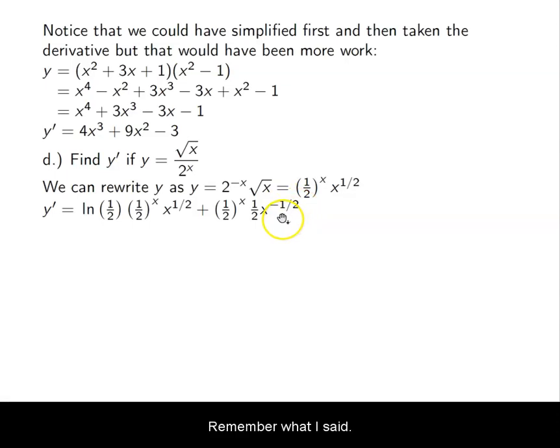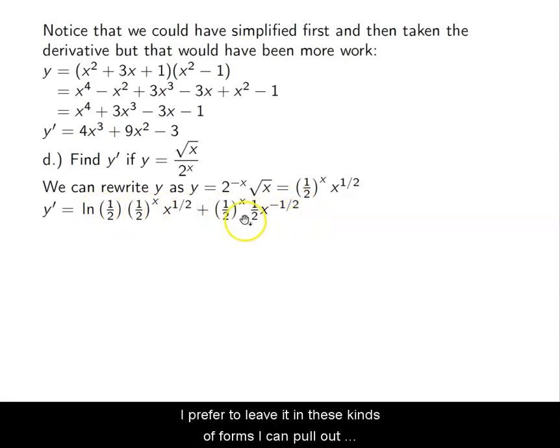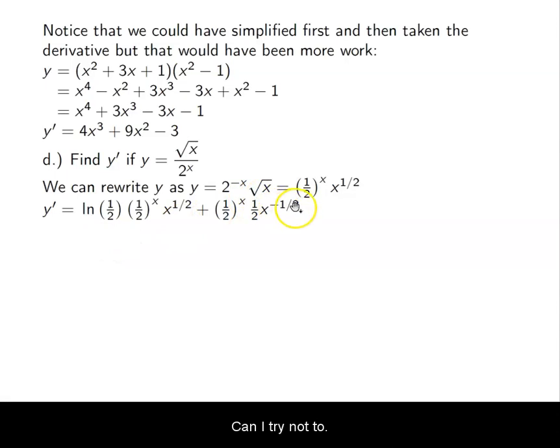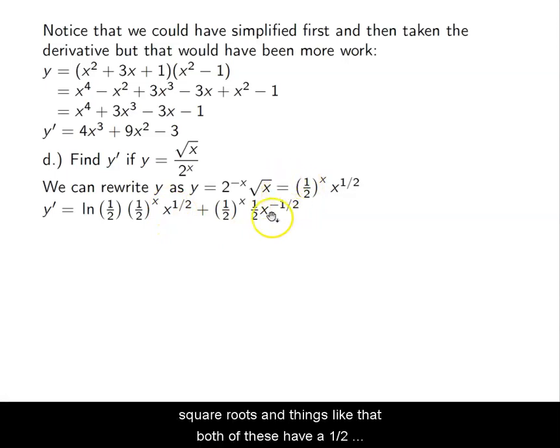Okay. So remember what I said. I prefer to leave it in these kinds of forms. I'm going to pull out all the common terms I can, obviously, and I'm going to factor it out. But I try not to rewrite it as square roots and 1 over square roots and things like that. And so if we're looking for things to simplify, both of these have a 1/2 to the x, and they both have x to a 1/2 power in some form.